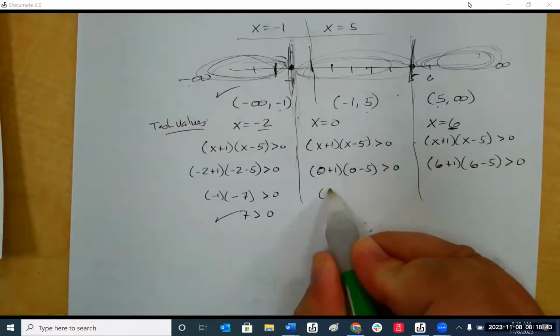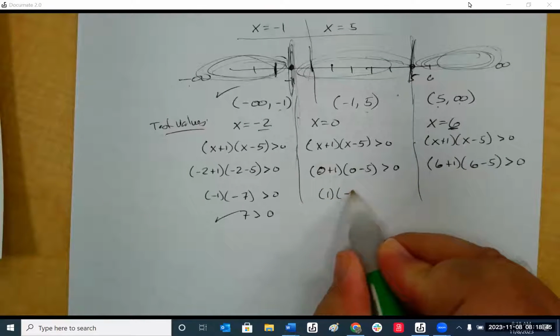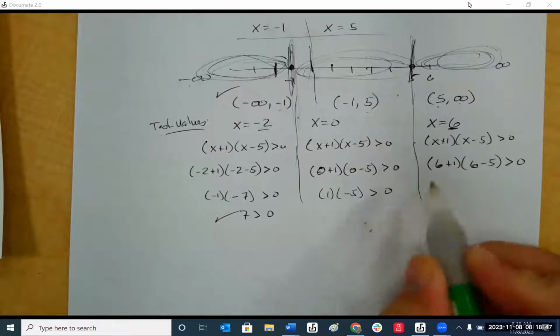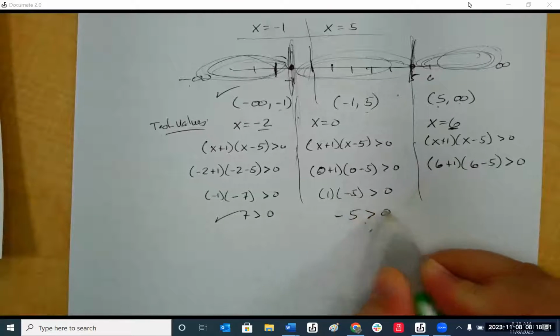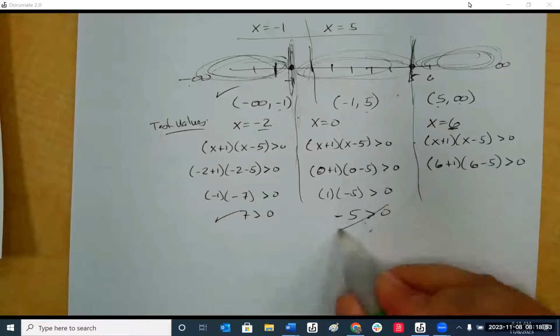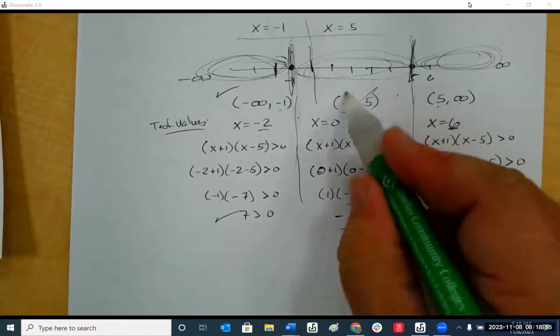0 plus 1 is 1. 0 minus 5 is negative 5. Positive times negative is negative. Is negative 5 greater than 0? No. So we can't use that interval.